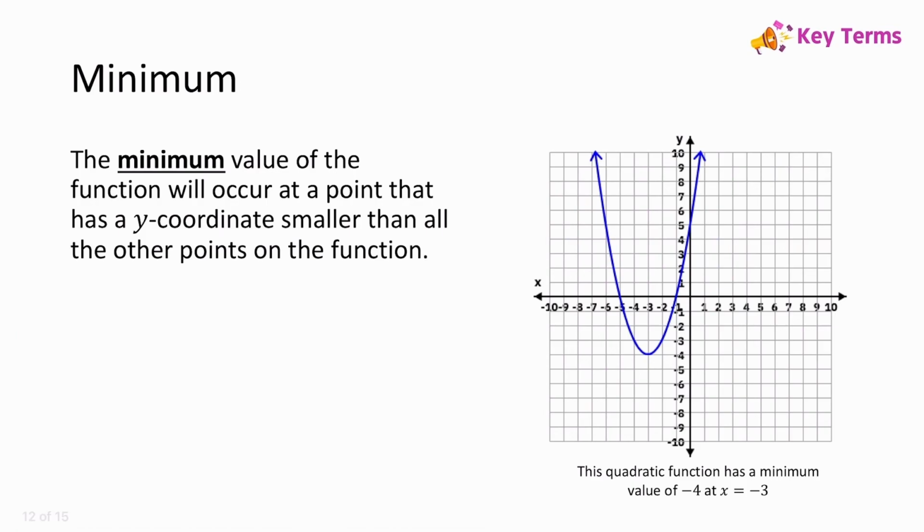Some graphs will also have a minimum value, and you saw this once again when you were studying parabolas. Remember, if it's an upward facing parabola, then the vertex is going to be a minimum. At the minimum, the y-coordinate will be smaller than all the other points on the function. So this quadratic function has a minimum of -4 at x equals -3.